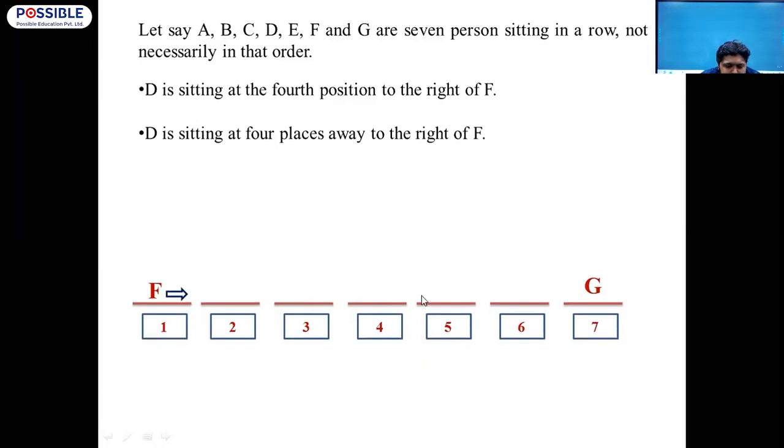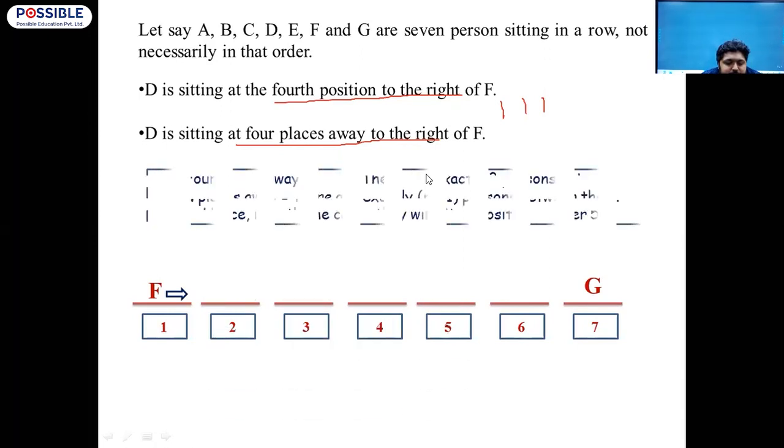Right. And this one, D sitting at the fourth position to the right of F, or D sitting four places away to the right of F. In both cases, you will leave three persons between D and F. N places away means there must be N minus one persons.